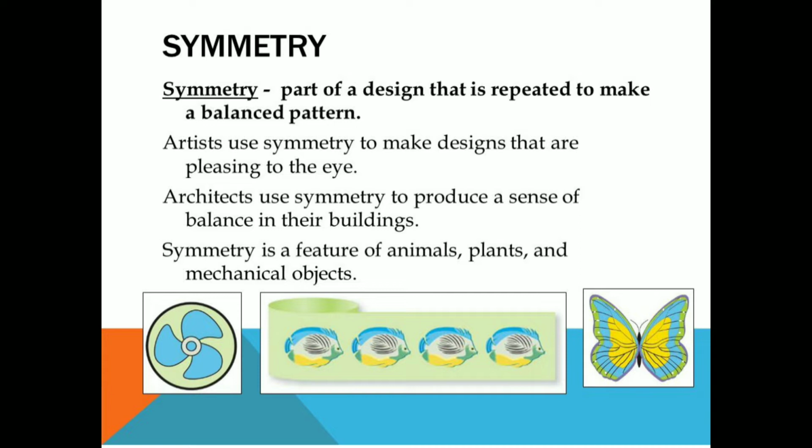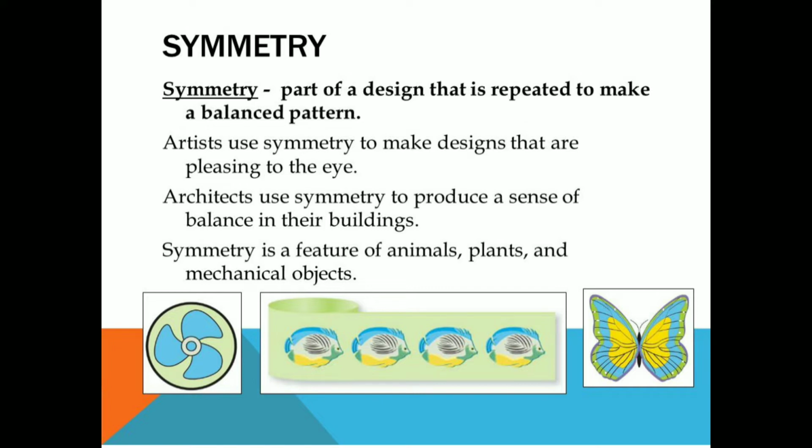As you know, I think in the previous classes you have studied this topic, and today again we are going to go through this chapter, that is symmetry. Okay? See the symmetry. First of all, what is the meaning of symmetry in our mathematics? The part of a design that is repeated to make a balanced pattern. Okay? You can see here some examples are given.